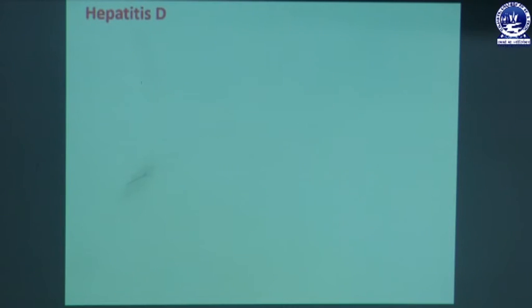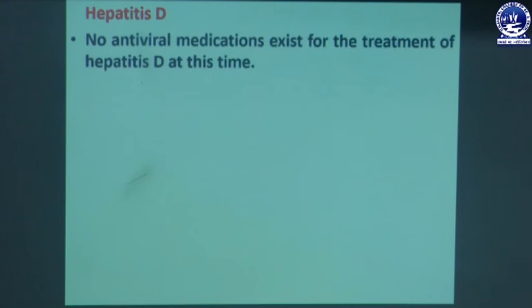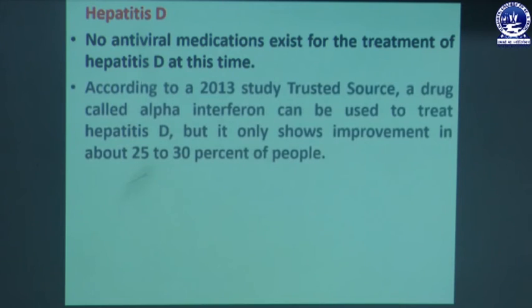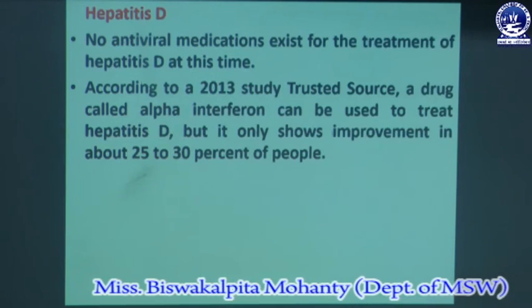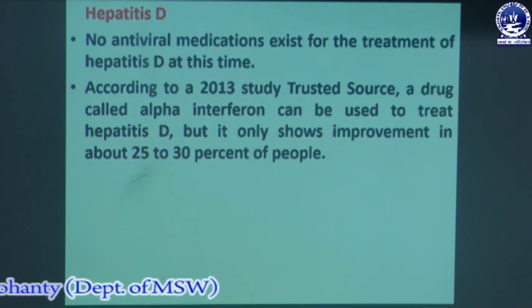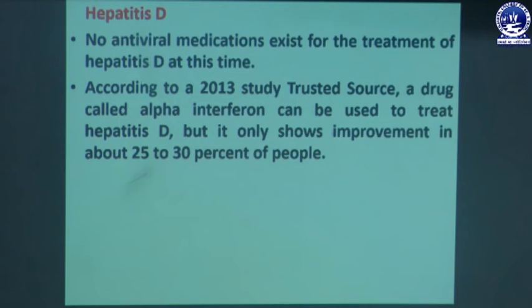And next is hepatitis D. No antiviral medications exist for the treatment of hepatitis D at this time. According to a 2013 study, a drug called alpha interferon can be used to treat hepatitis D, but it only shows improvement in about 25 to 30% of people.